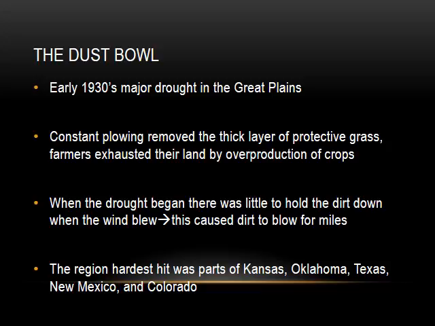Another issue the farmers faced during the Great Depression was a period of time known as the Dust Bowl. This was the biggest drought in American history that started in the 1930s. The drought happened because farmers were constantly plowing and planting the same area of land over and over again. Because of this, grass did not grow, and when the drought began, there was little to hold the dirt down when the wind blew, which caused dirt to blow for miles. The region that was hardest hit was parts of Kansas, Oklahoma, Texas, New Mexico, and Colorado.